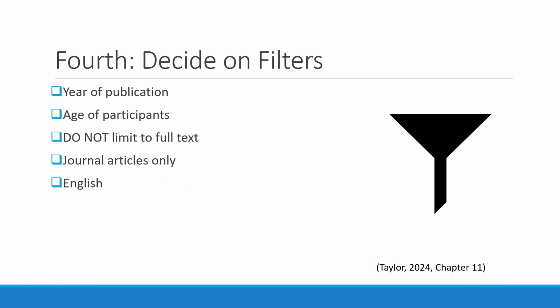That's too many. I'm not going to look through 5,000. So now I can filter by the past 5 years of publication. I might be looking at adults only. I don't want pediatric articles.